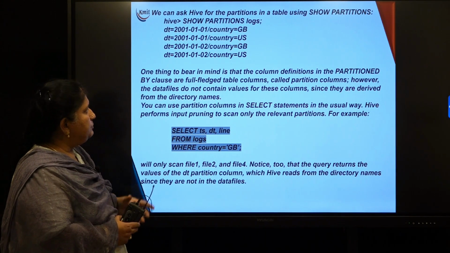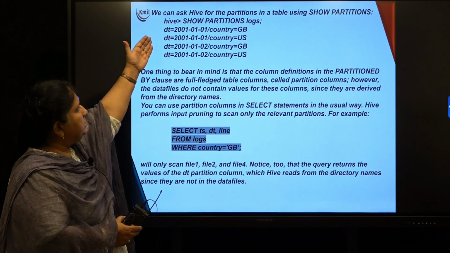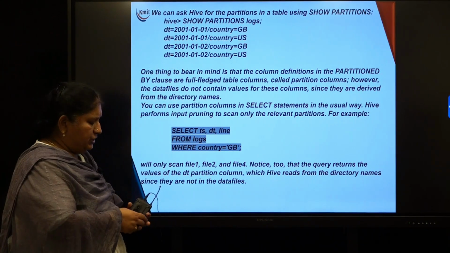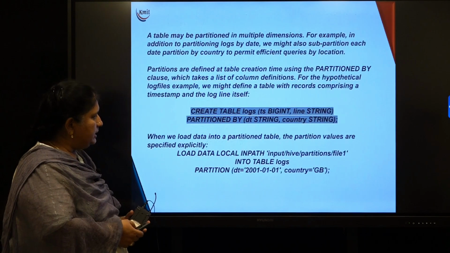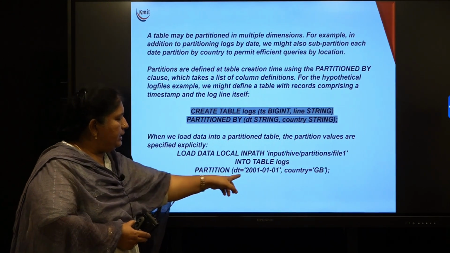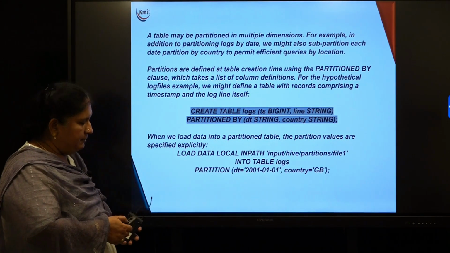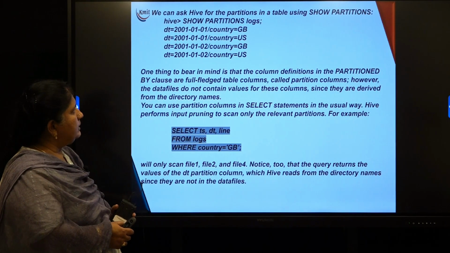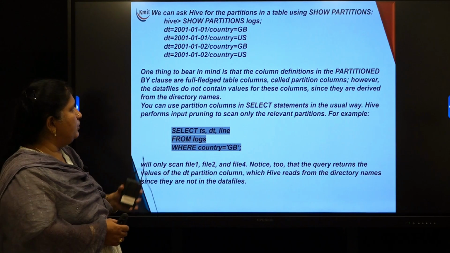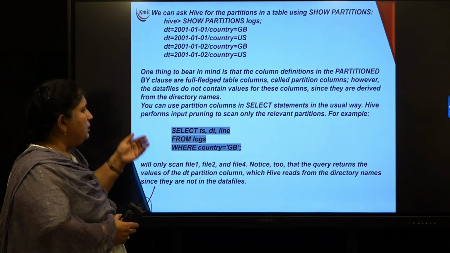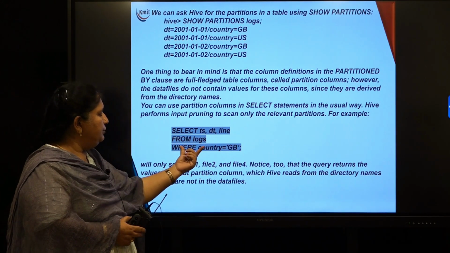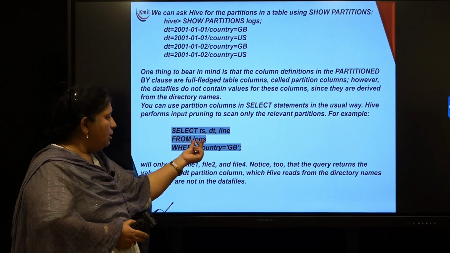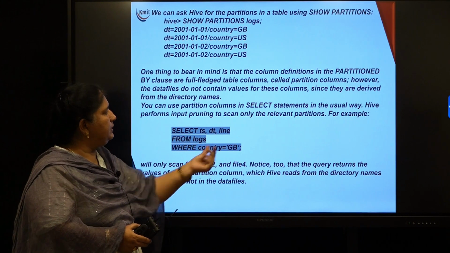Similarly, whenever you try to list out, the partitions will be listed based on the date as well as the country. Just like you have given them in the partition creation, it will try to save them with the same name: date=20010101/country=GB, likewise. And whenever you want to see the data, this is how you give: select timestamp, date, line from logs where country is equal to GB.